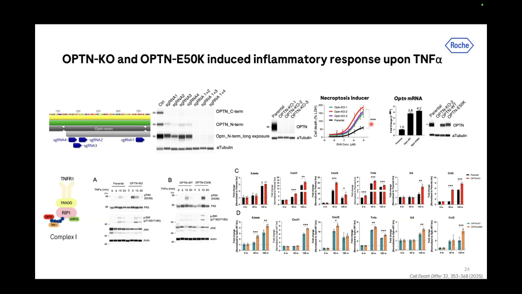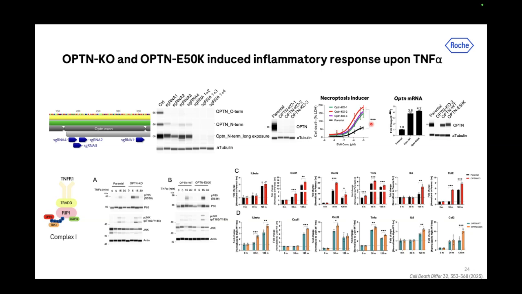To further validate the pro-inflammatory phenotype, we performed qPCR analysis of TNF-alpha-induced cytokine gene expression. Panel C shows the result from the knockout line. Upon TNF-alpha treatment, we see robust upregulation of key inflammatory transcripts, including interleukin 1B, CXCL1 and 2, TNF-alpha, interleukin 6, and CCL2. Similarly, in panel D, we assess the E50K line. These cells also show a higher induction of inflammatory markers. Taken together, this data supports our hypothesis that OPTN dysregulation, whether by deletion or mutation, sensitizes the cell to TNF-alpha driven inflammatory response, likely through dysregulation of RIP1-associated pathways.